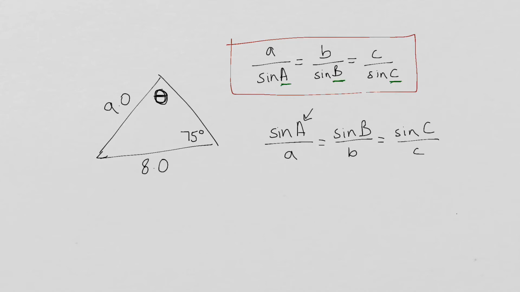So let's have a look. You know from the previous video that we want to label up the sides. So this is A, this is going to be my capital A. So they are a pair that are opposite to one another.